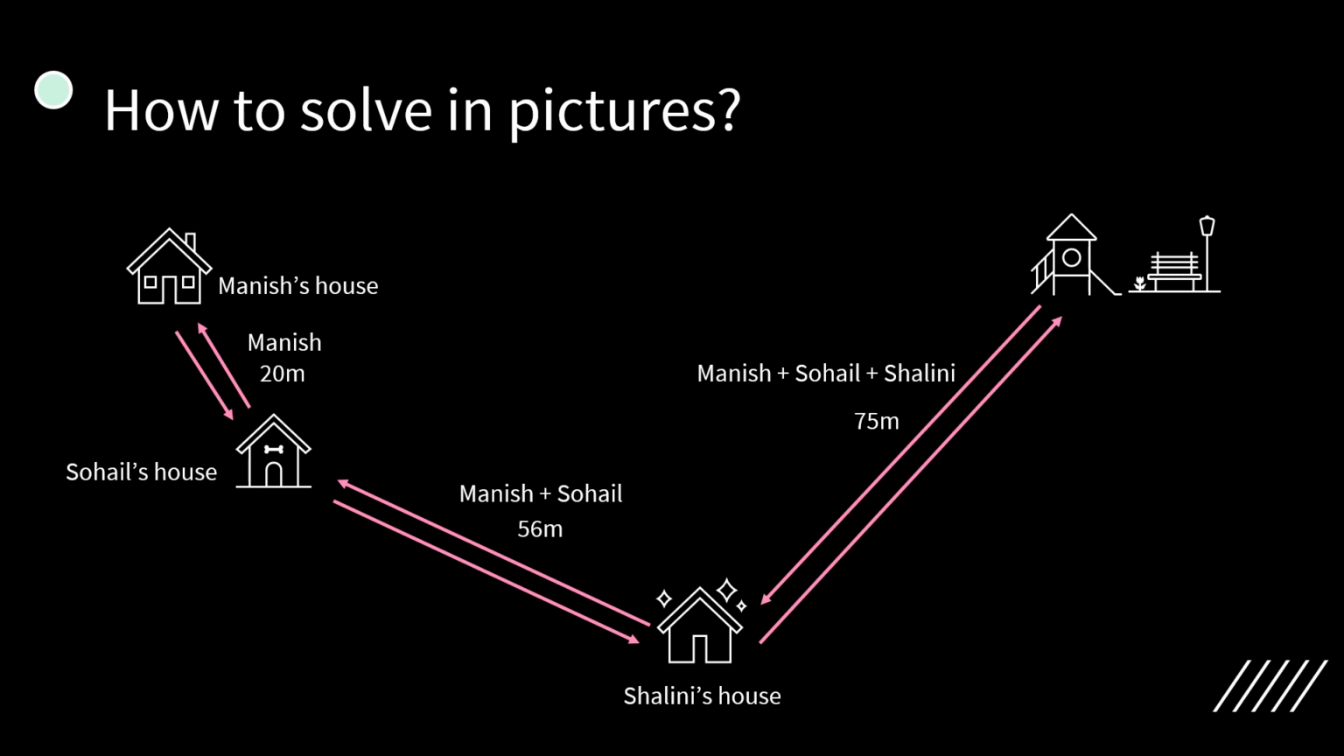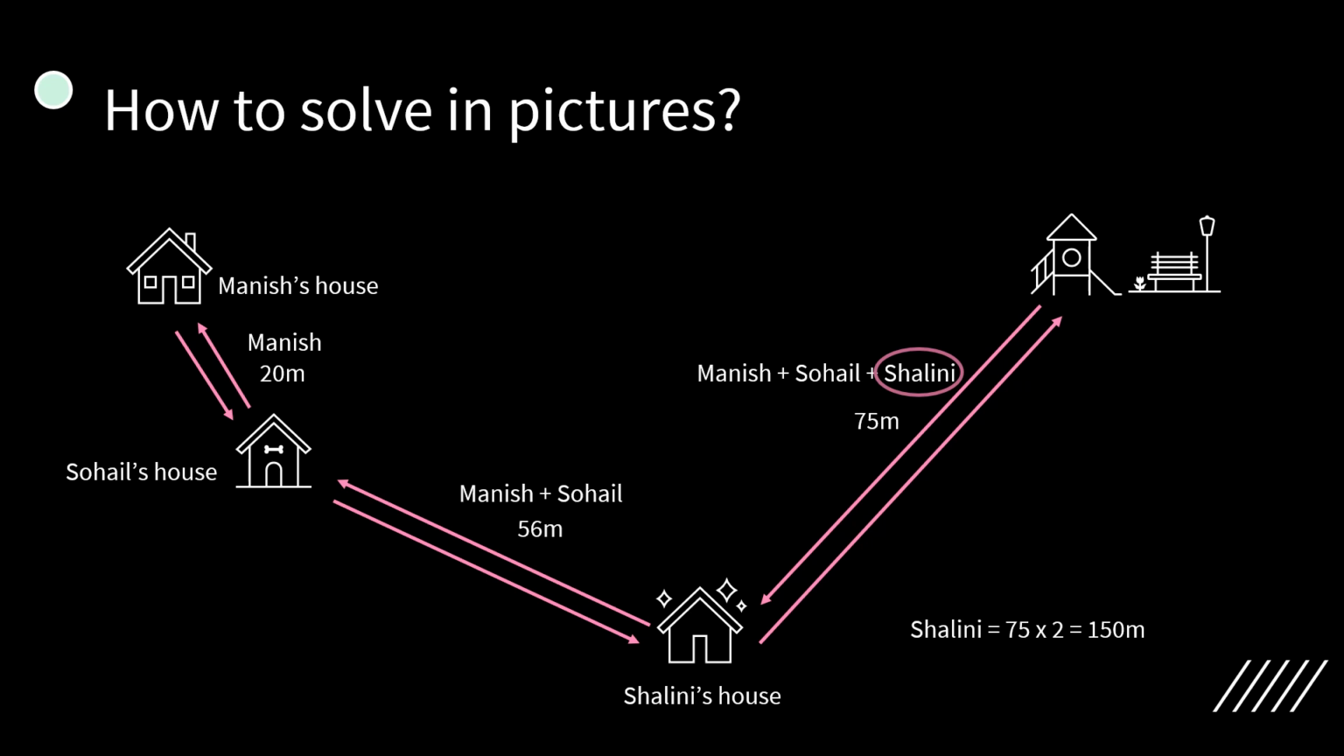Let us look at Shalini first. So Shalini walks the 75 meters to the playground and then comes back. So what is the distance Shalini has travelled? It is 75 plus 75, or we can say 75 multiplied by 2, which is 150 meters.